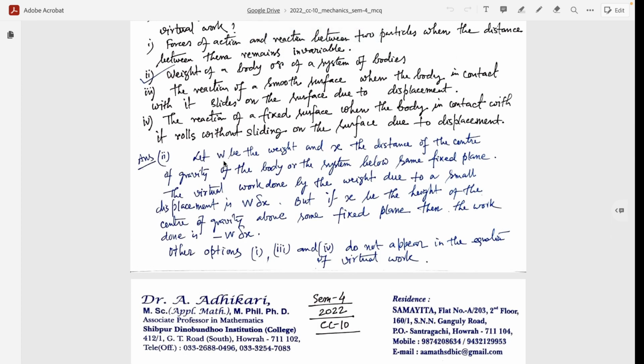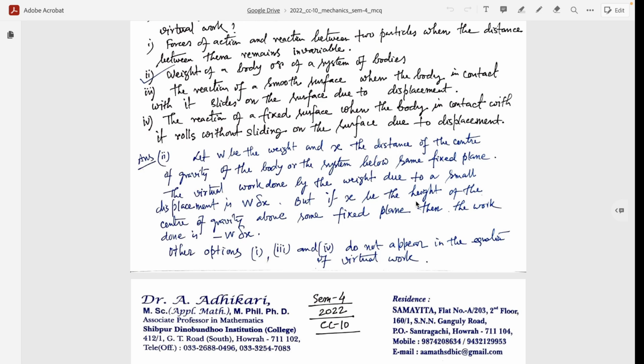If capital W is the weight and small x is the distance of the center of gravity of the body or of the system below some fixed plane, the virtual work done by the weight due to a small displacement is W delta x. But if x is the height of the center of gravity above some fixed plane, then the virtual work is negative, minus W delta x.